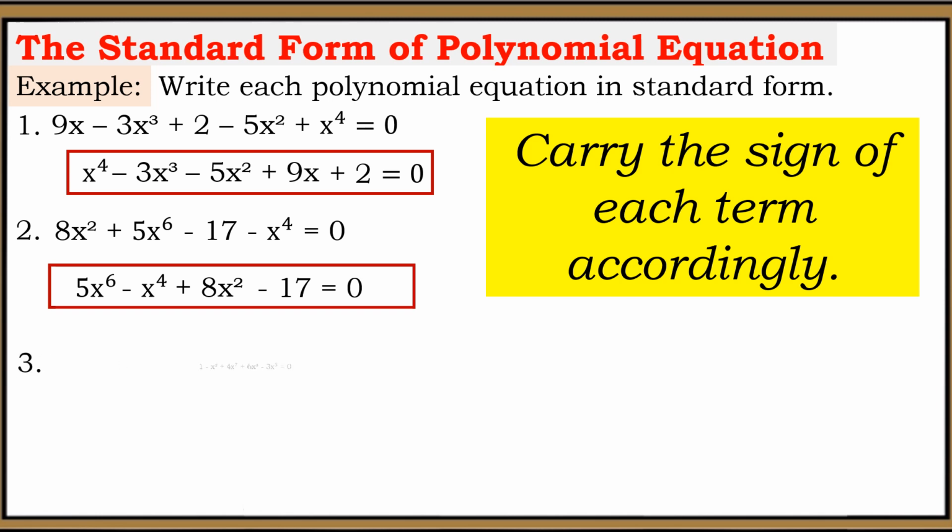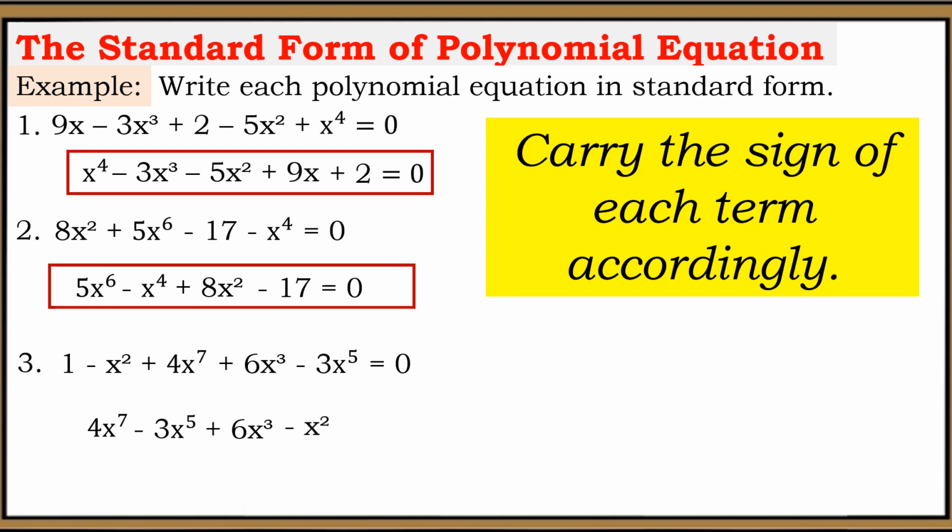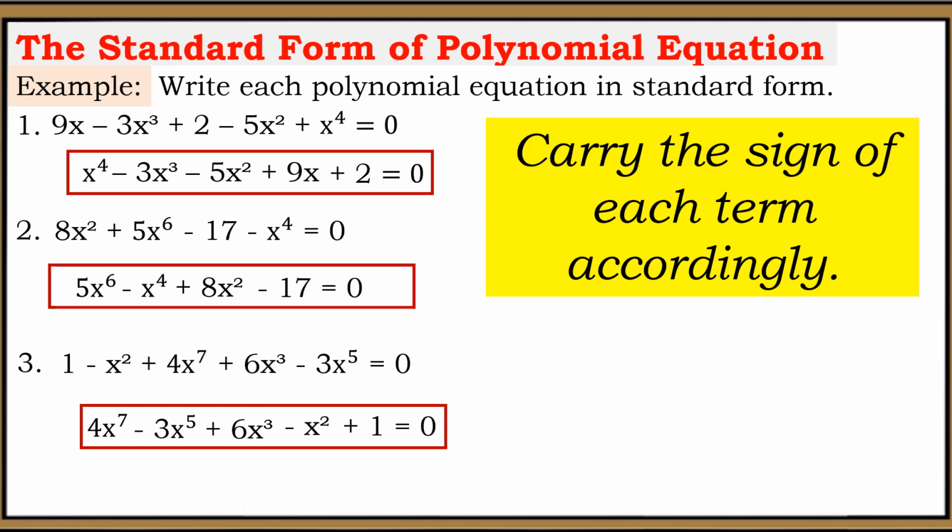Another example, arrange 1 minus x squared plus 4x to the 7 plus 6x cubed minus 3x to the 5th is equals to 0. The highest exponent here is 7. So, the first term is 4x to the 7 followed by negative 3x to the 5th plus 6x cubed minus x squared plus 1 is equals to 0. So, i-check natin kung descending order 7, 5, 3, 2, then the constant term. So, this is now the standard form of the given polynomial equation.